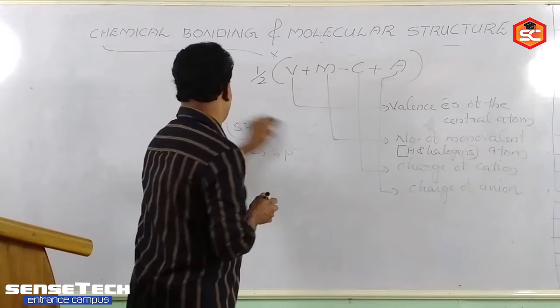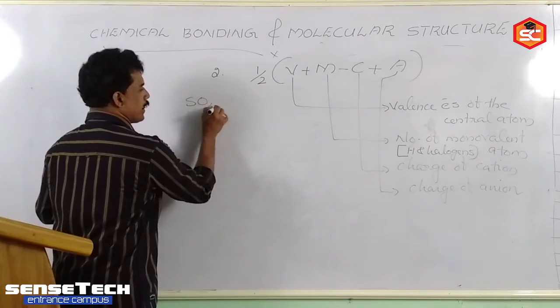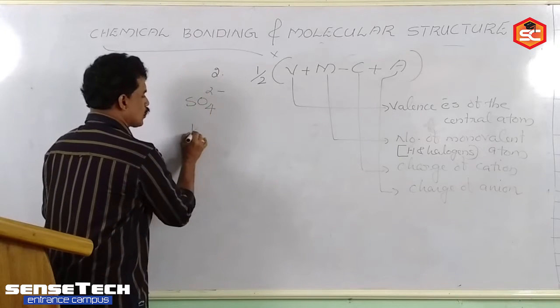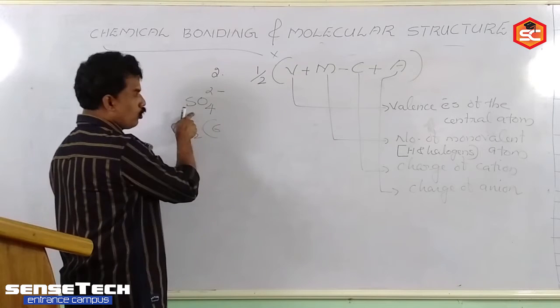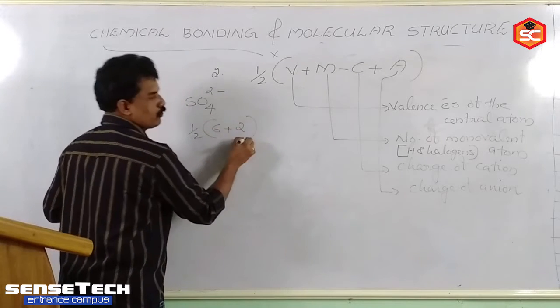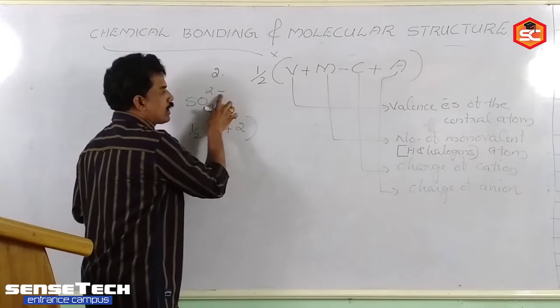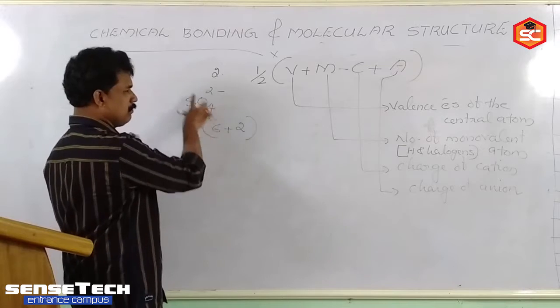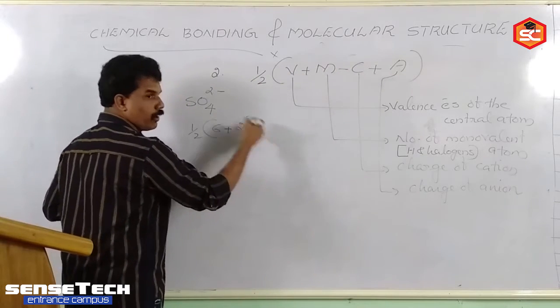Next, SO4 2 minus. Valence electron of the central atom 6. Any monovalent atom? No, 0. Is it a cation or an anion? It is an anion. What is the charge of the anion? 2. See, in the formula only the magnitude we are substituting, not considering the sign. Only the magnitude we have to substitute. So 4, again sp3.